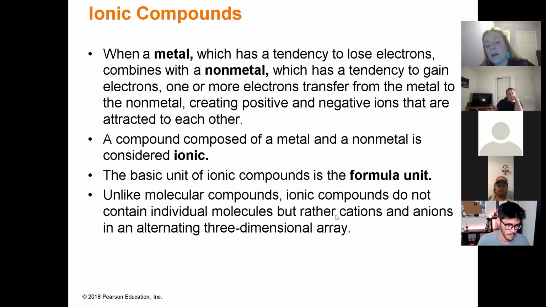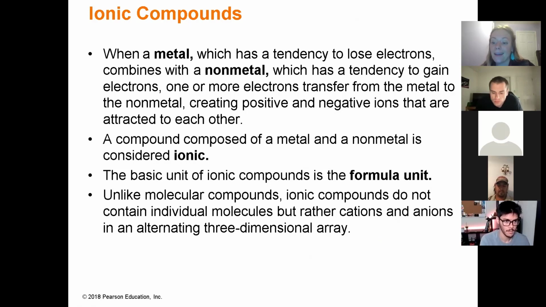So last chapter, we talked about how metals like to give up electrons, or lose electrons, to form a cation. A cation is something that's positively charged. Nonmetals have a tendency to gain electrons, or they form an anion, which is negatively charged.